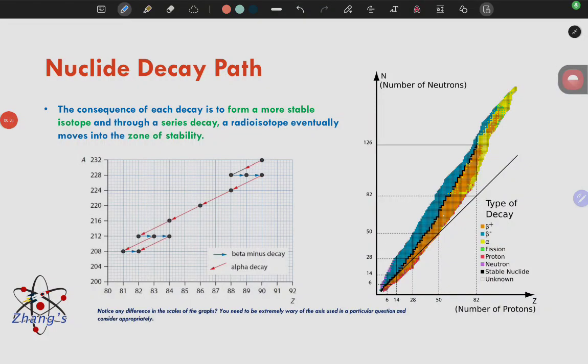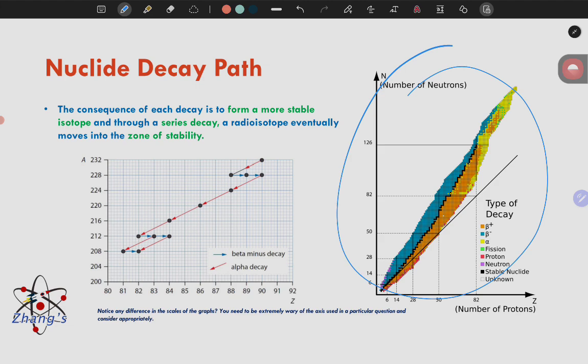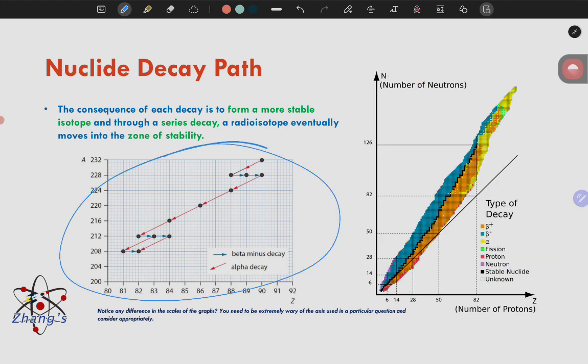Okay, so there's two things I wanted to discuss towards the end. In this particular slide, if you recall, we can see the nuclide stability graph. And most of the time you'll see it like this in textbooks. However, in questions, you'll often see a zoomed in version, which looks more like the one on the left.